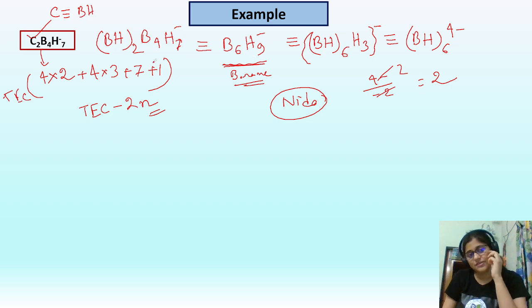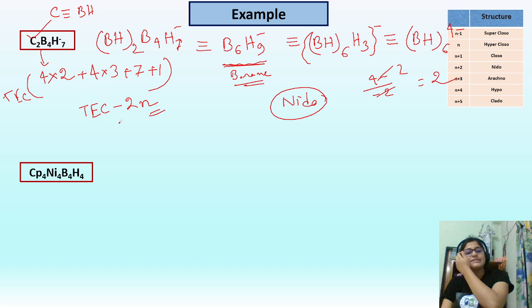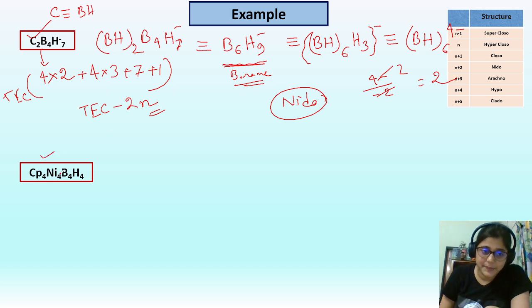Fine. Now the second example I have taken, a transition metal fragment is also there. So we can simplify this, taking CpNi whole 4, right? We can write that because all are 4, and BH4. I am writing like that.